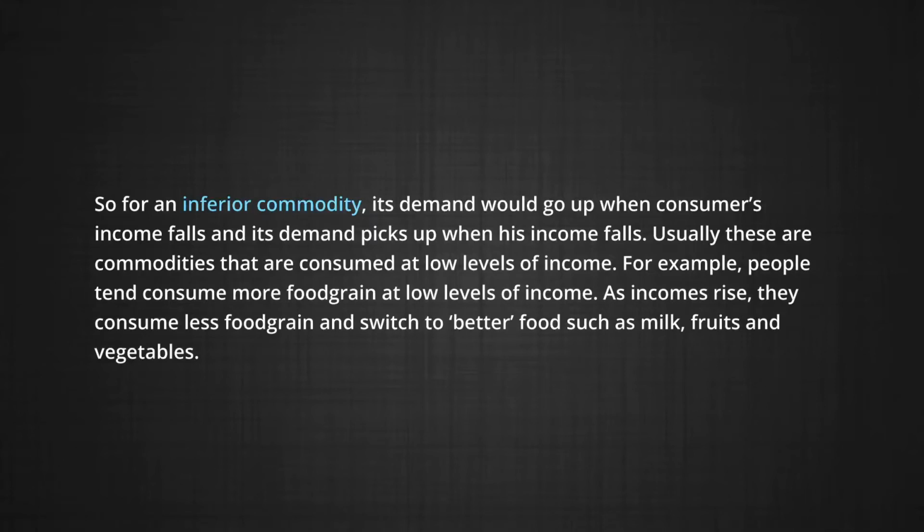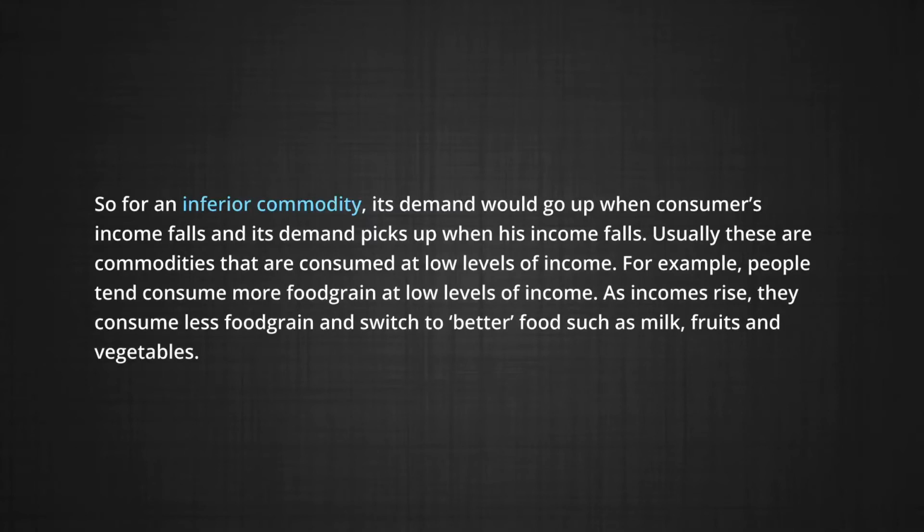Usually, these are commodities that are consumed at very low levels of income. For example, people tend to consume more food grains at low levels of income. As incomes rise, they consume less food grain and switch to quote unquote better foods such as milk, fruit, and vegetables.